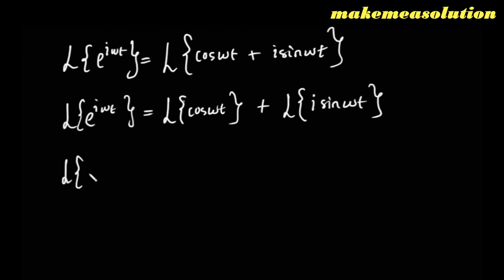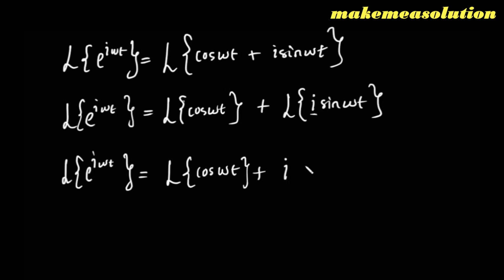Permit me to go one step further before I start solving. The Laplace transform of exponential i omega t will still evaluate to the Laplace transform of cos omega t plus, because of the property of linearity, any constant can come out from the Laplace transform. So you have i times the Laplace transform of sine omega t. Our objective is to find the Laplace transform of cos omega t and the Laplace transform of sine omega t at once. So we are going to do that like this.